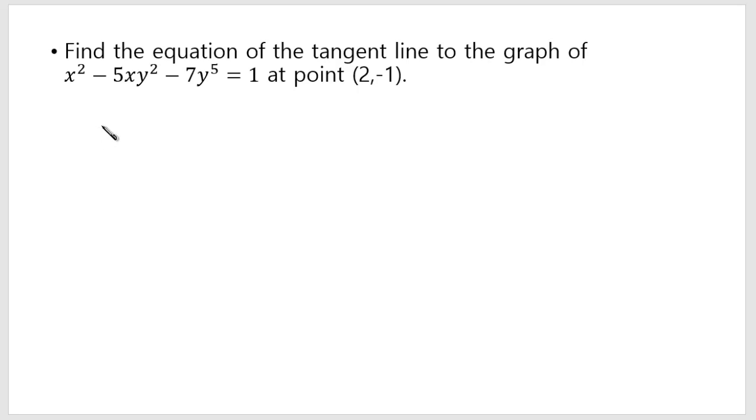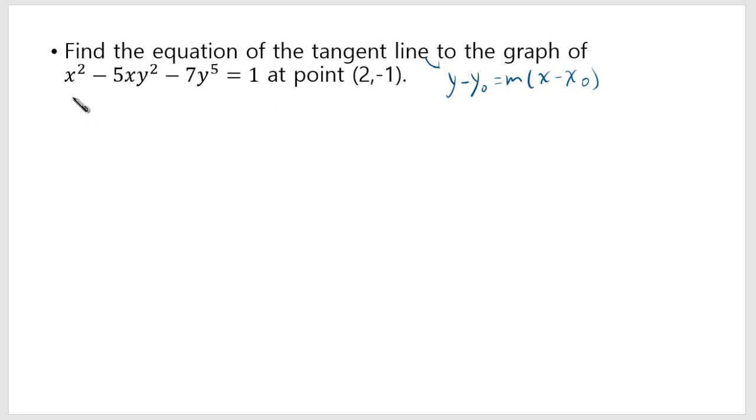Find the equation of the tangent line to the graph of x squared minus 5xy squared minus 7y to the fifth equal to 1 at point (2, -1). Now, this is an equation, and you have to find the tangent line. Tangent line requires the point slope form. And in order to figure out this slope, you need to know the derivative.